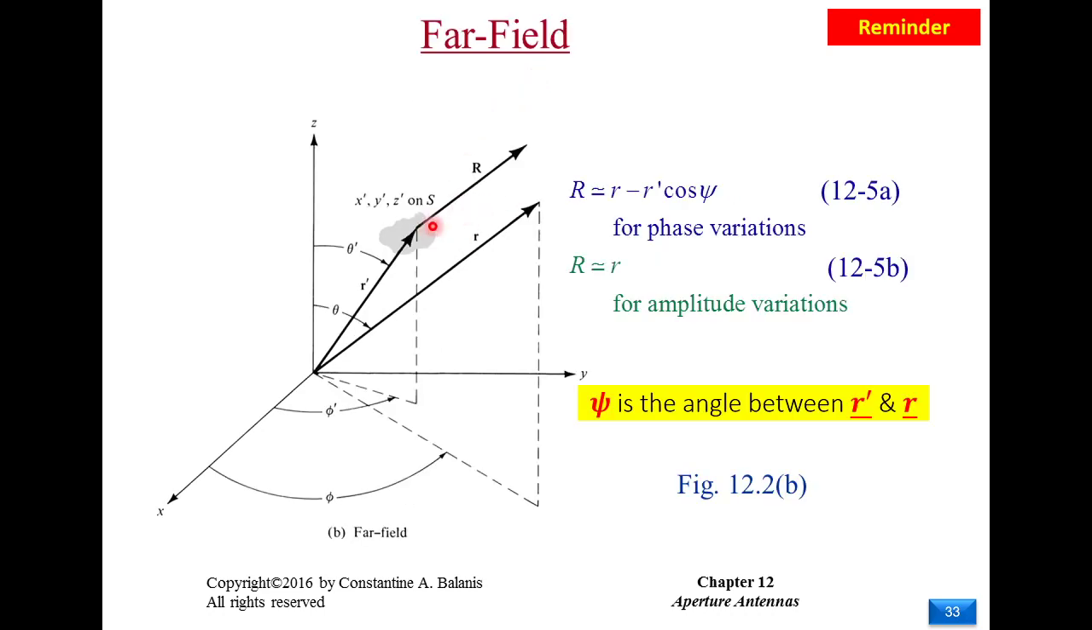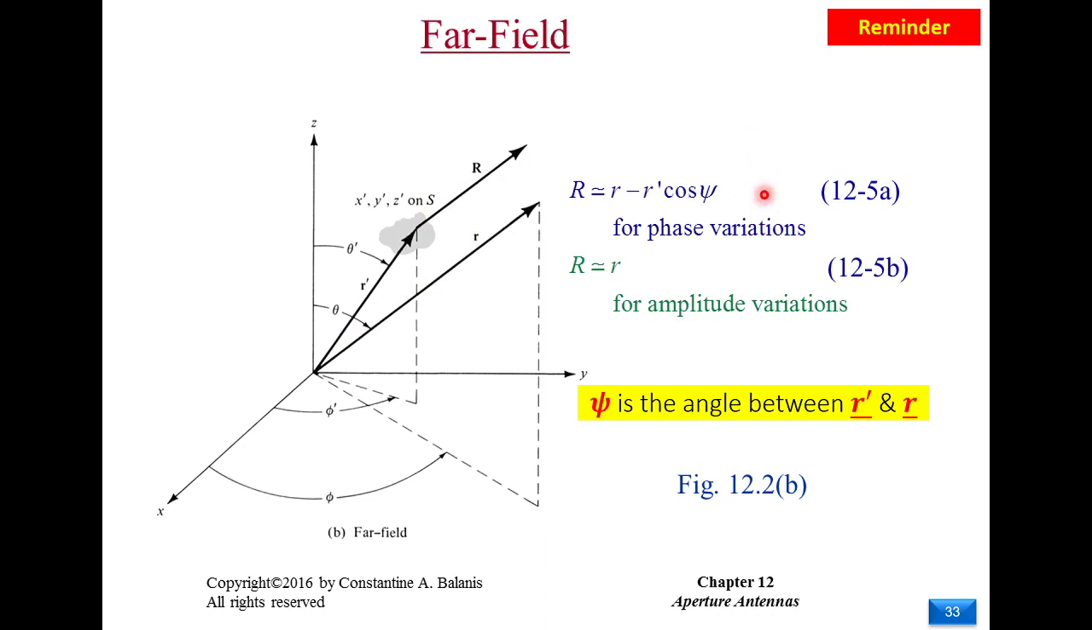We approximate that the vector from source to observation is parallel to the position vector to the observation. So R capital, we are approximating it to be parallel to R small in the far field. And of course, because in the far field, R prime, which is the position vector of any point on the source region, is much smaller than R capital, much smaller than R.